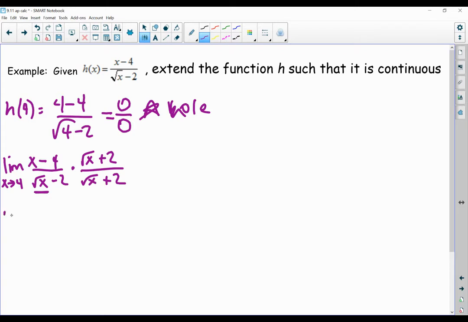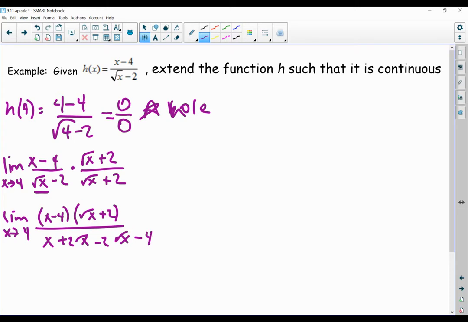Now, here's my advice to you. I'm not going to distribute the top. I'm going to leave it as the quantity of x minus 4 times the quantity of root x plus 2. The bottom, however, I am going to distribute. So I have root x times root x, which is x. Root x times 2 is 2 root x. Negative 2 root x. And then negative 4. Notice that I'm keeping my limit notation because I haven't plugged in 4. All I'm doing is rearranging the expression. So I'm just going to keep going with that.